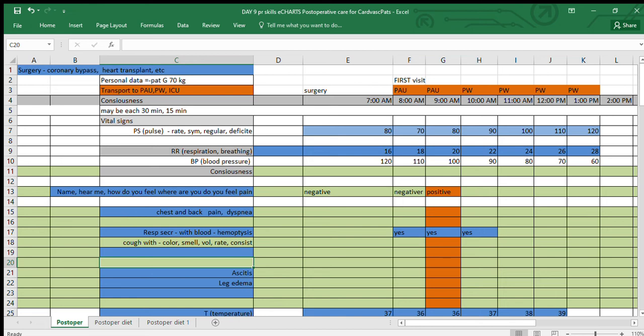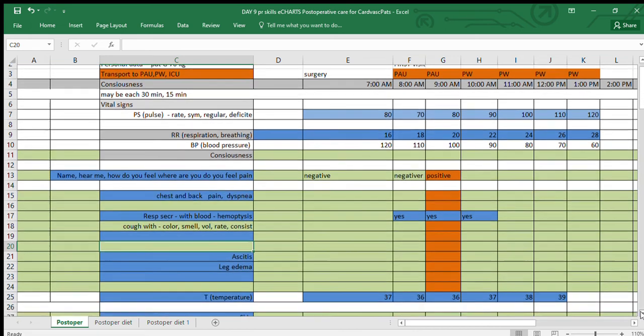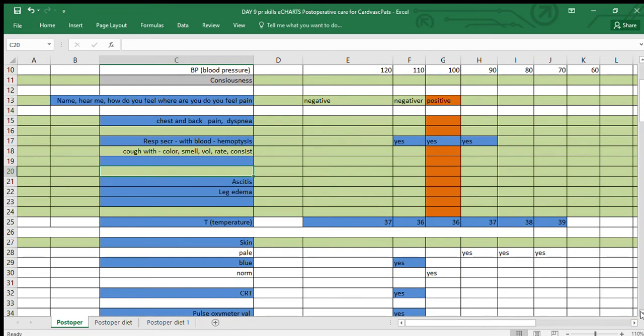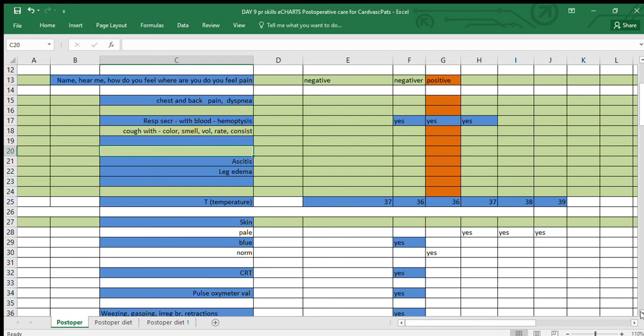We also want to check the temperature. We want to check skin color. Is it pale? Is it blue? Is it normal? Having blue skin color indicates that the patient is not receiving enough oxygen to that region of the body. If it's pale, it means that there is no blood flowing in the superficial veins.